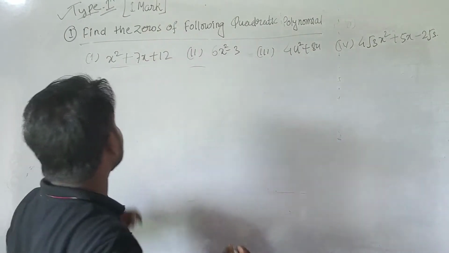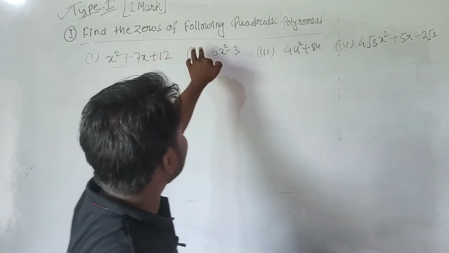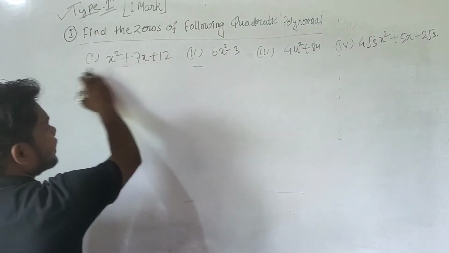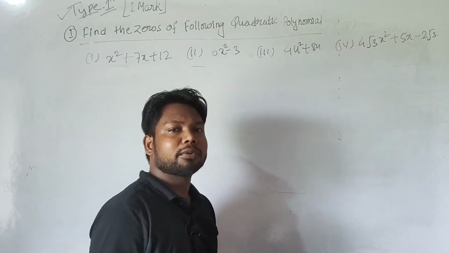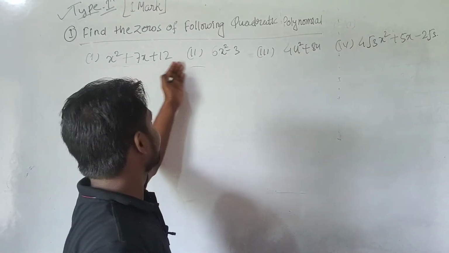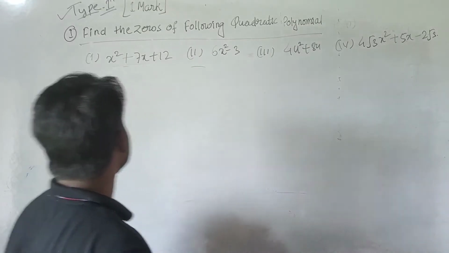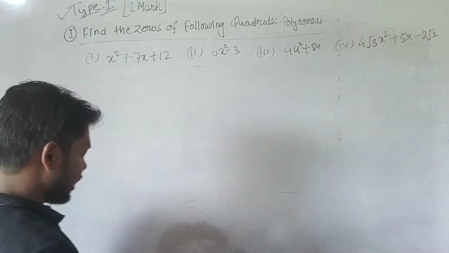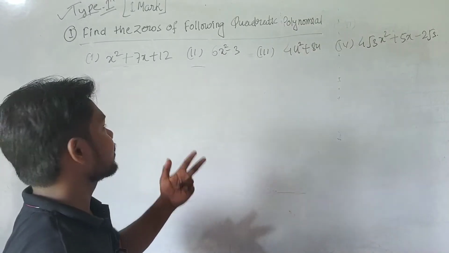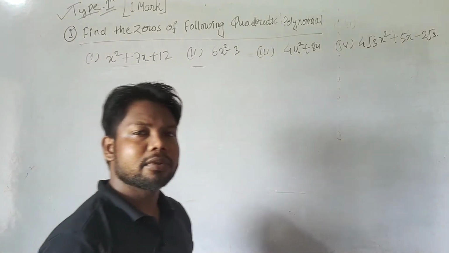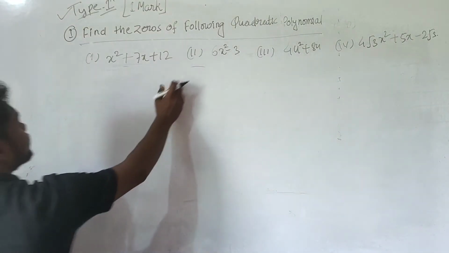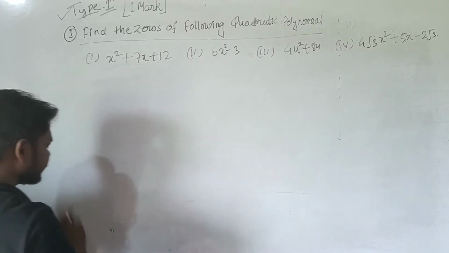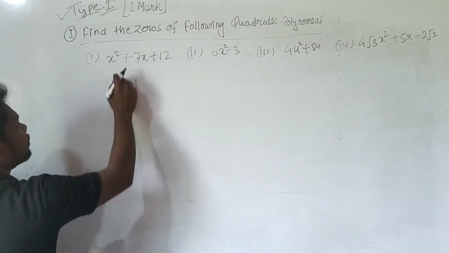So here the question is, find the zeros of a quadratic polynomial. Some quadratic polynomials are given and we have to find what are the zeros of the given polynomial. Here 4 questions are given and I will solve only 2 questions, and the remaining questions you have to solve. The first question is x square plus 7x plus 12. So I am going to solve this question.